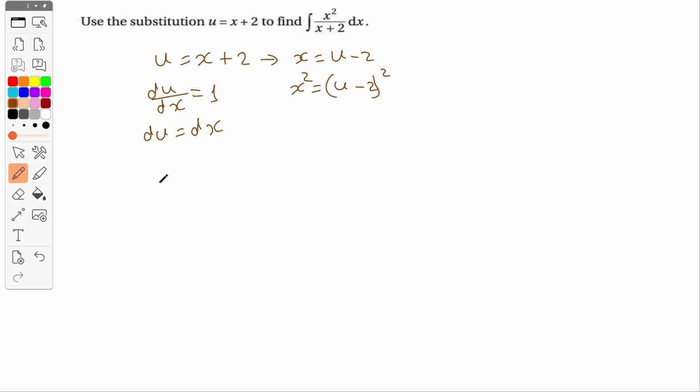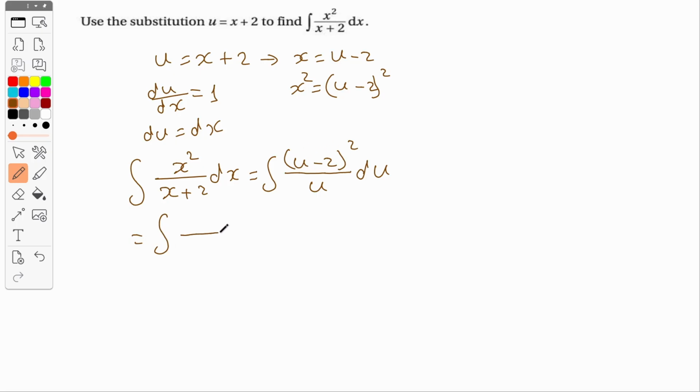Now let's plug in here the integral of x squared over x plus 2 dx. That will be equal to the integral of x squared, which is u minus 2 all to the power of 2, divided by x plus 2, which is u. Instead of dx, we write du. So now we have changed all x's to u. Now we need to expand this bracket.